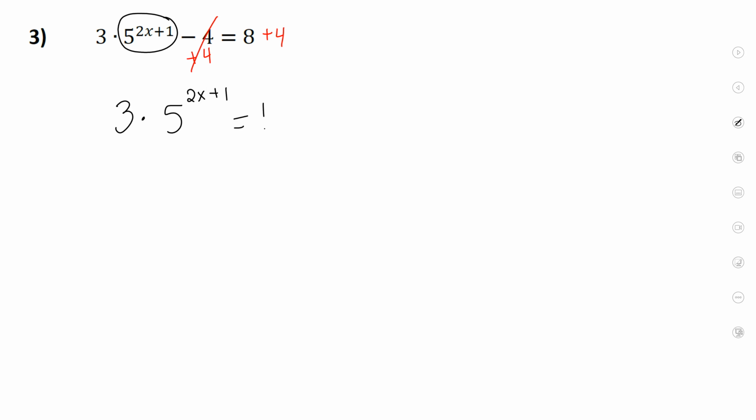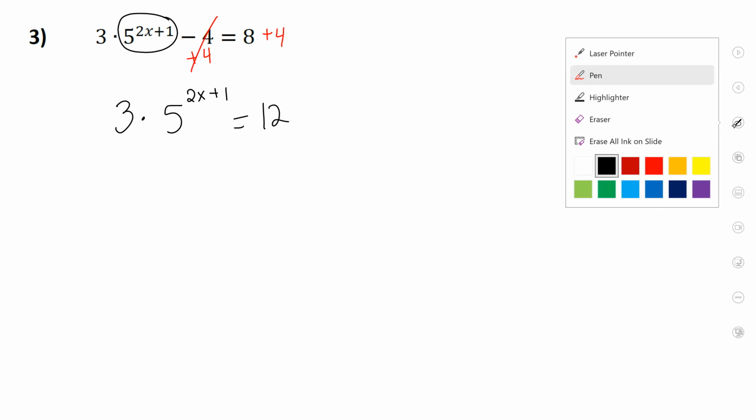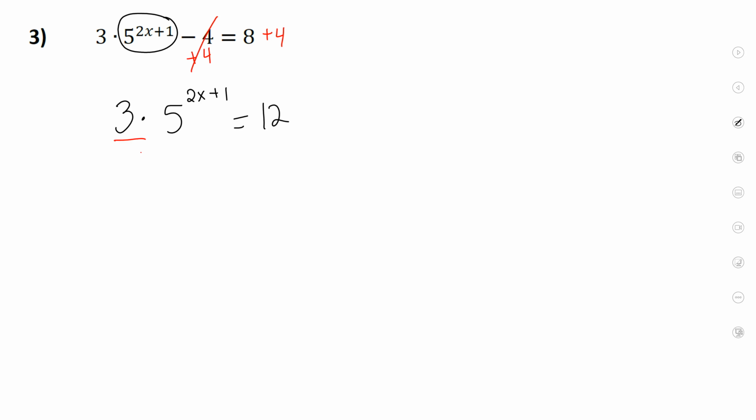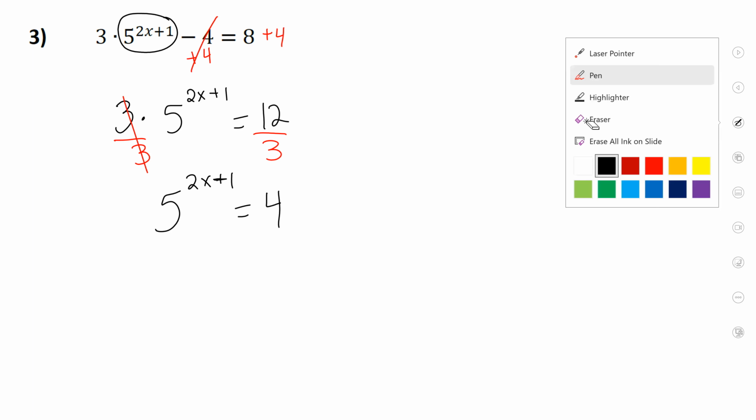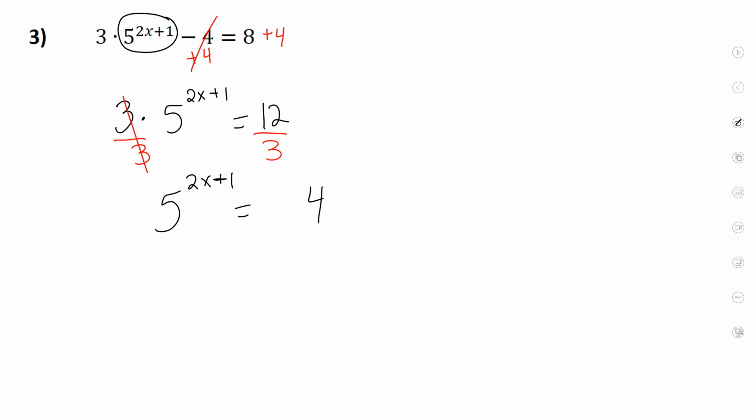8 plus 4 is 12. Okay, now what should I do? Yes, now we divide by 3. And we get 5 to the power of 2x plus 1 is 12 divided by 3 is 4. And let me make some space because we're going to insert a log there. Okay, so guys, we have finally isolated the exponential part. That was step 1, was just to isolate that. Now what do I do?